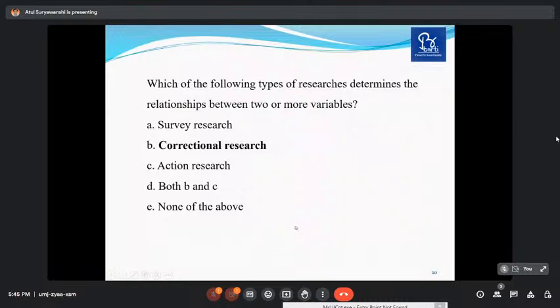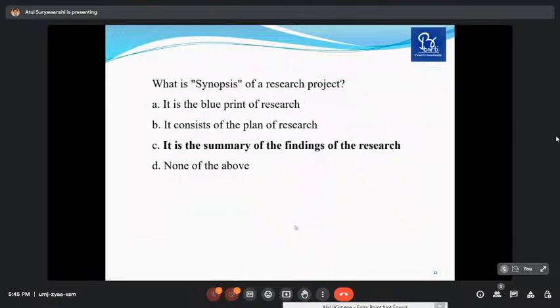If you prepare in such a way in an objective mode, I hope that you will get your result very soon. The next question is, what is the synopsis of a research project? Four options are there. It is the blueprint, it consists of the plan of research, it is the summary of the findings of the research, and none of the above. So synopsis is nothing but the summary of the findings of the research. When we accomplish our PhD work and go to the university to submit our thesis, at that time we present a synopsis, which comprises a summary of the findings of the research.